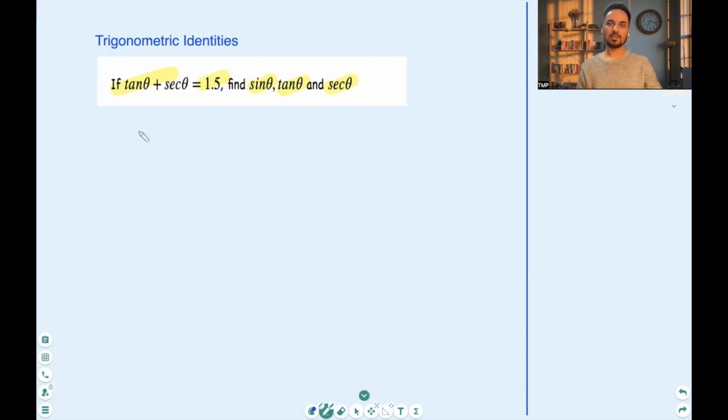So we are given the sec theta plus tan theta value, and we know that sec square theta minus tan square theta equals 1. So let's get started with the solution now. Sec theta plus tan theta is given as 1.5, which can be written as 3 over 2. So that is your given equation.